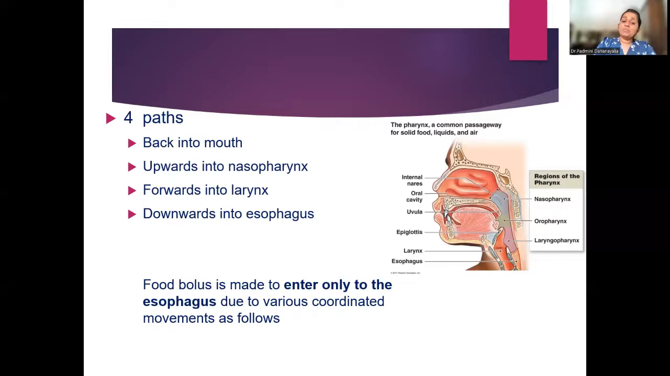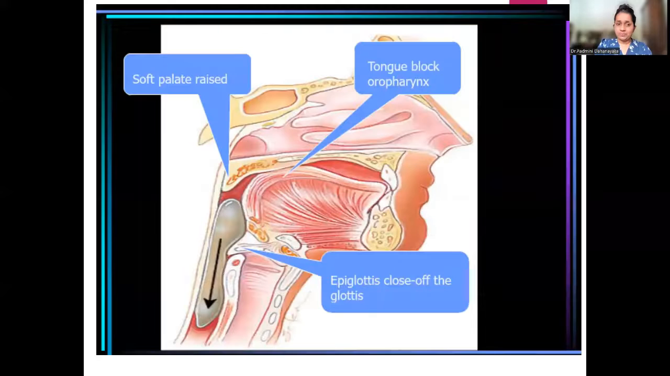So food is made to enter only the esophagus due to various coordinated movements. How is this process coordinated? It is coordinated by various kinds of movements. So what are these movements? We will see. The soft palate is raised, the tongue will block the oropharynx, and the epiglottis closes off the glottis. These are the movements.